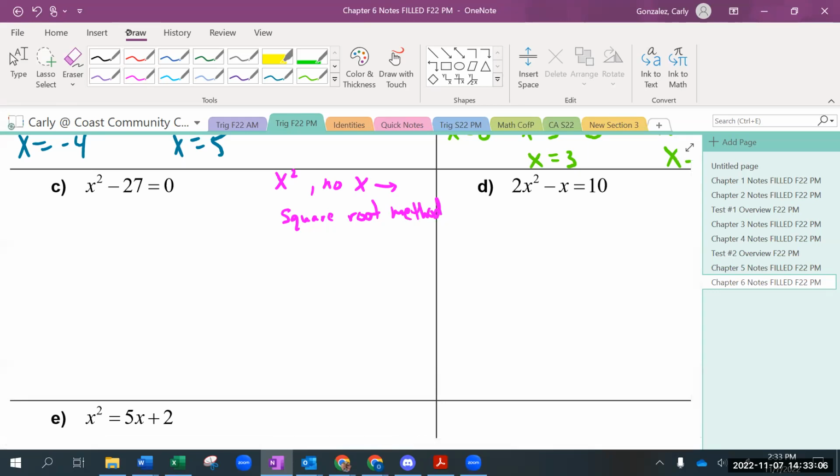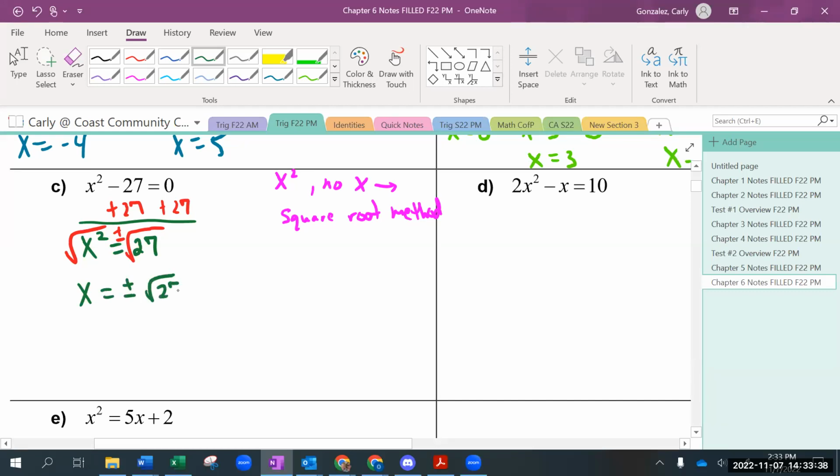And so what we're going to do in this case is isolate that x squared. So I will first add 27 to both sides. And now we get x squared equals 27. And I can utilize the square root method, which states that I can take the square root of both sides of the equation, but I do get a plus or minus. And so that gives me x equals plus or minus rad 27. And notice the square and the square root will cancel out, so I'm just left with x.